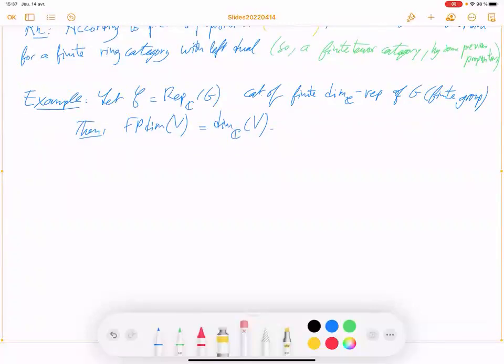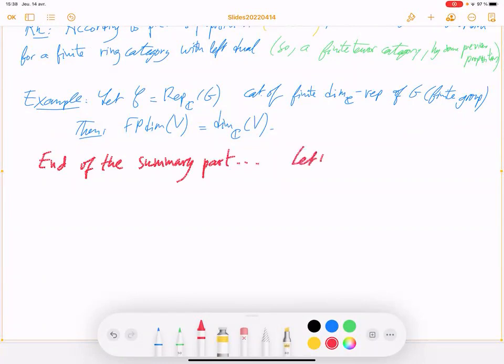So that is the end of the summary part. Now we can start a new part. New material.